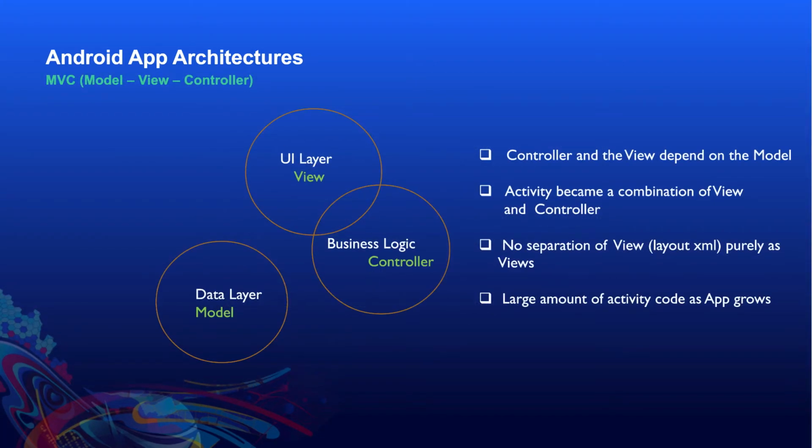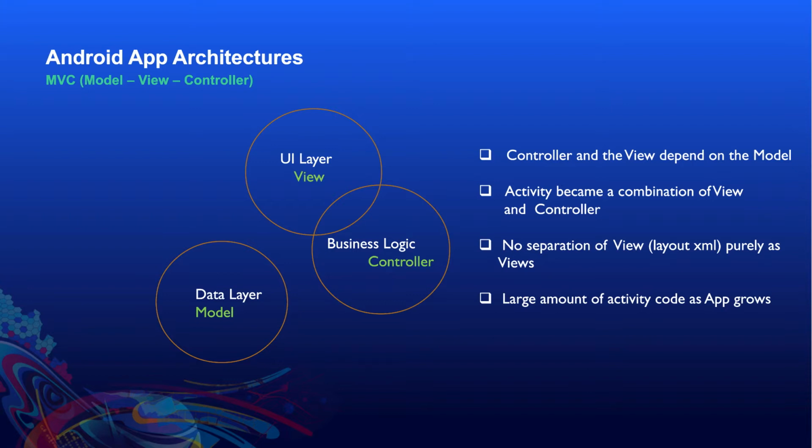So let's look into one of the early Android app architectures, which is the model view controller architecture. Here, the model is the data layer, which is responsible for managing the network requests and accessing databases. The view is the UI layer, and the controller is the one that handles the business logic, which notifies the user behavior and updates the model as needed.